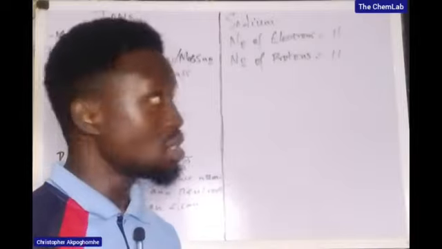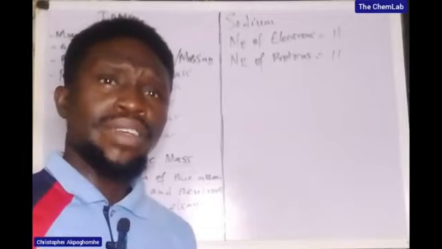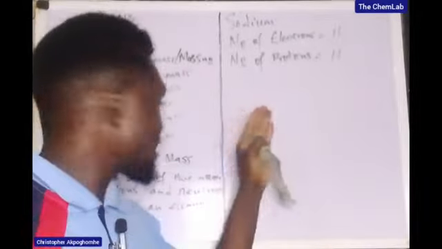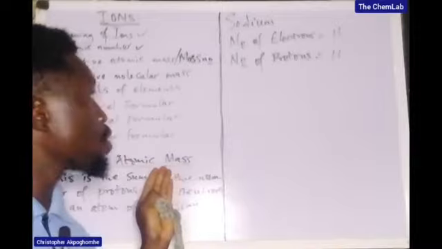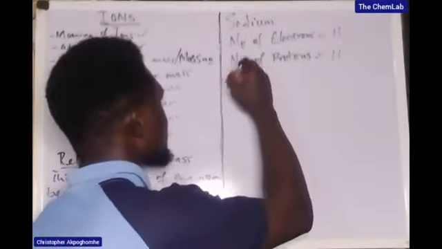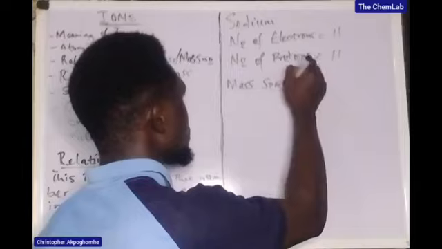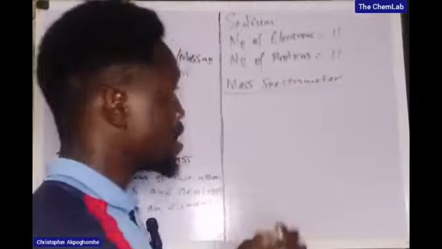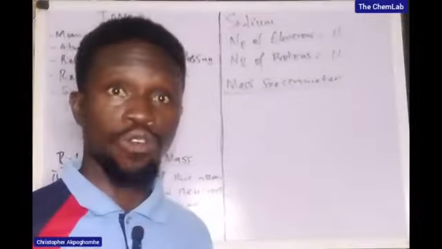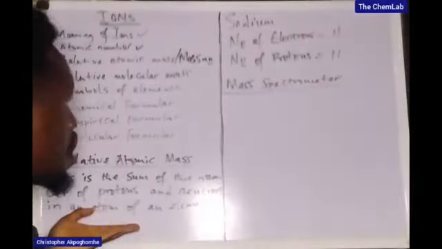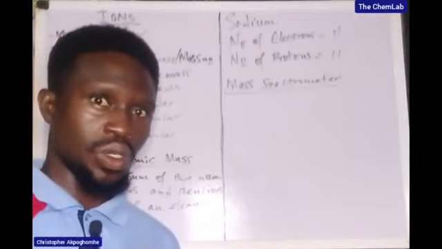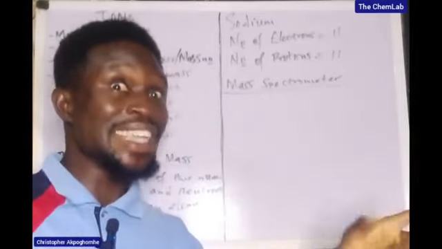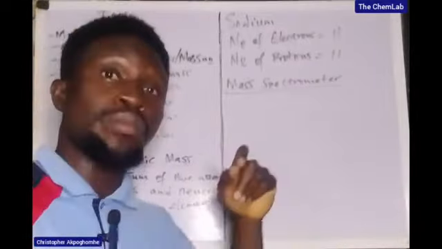Now, the mass number of sodium, if you look at this, is 22, right? Good. But there is a particular instrument that is used to measure the relative atomic mass of an element. That instrument is called the mass spectrometer. The mass spectrometer is used to measure the relative atomic mass of an element. So this is just an estimate to help you to be able to identify the relative atomic mass of an element.